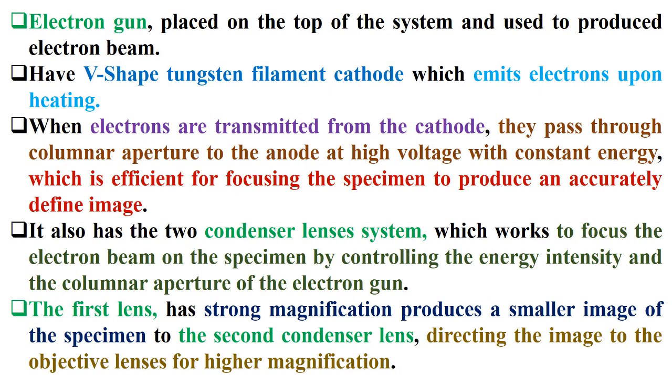It also has a two condenser lens system, which works to focus the electron beam on the specimen by controlling the energy intensity and the columnar aperture of the electron gun. The first lens, which has strong magnification, produces a smaller image of the specimen for the second condenser lens, directing the image to the objective lens for higher magnification.